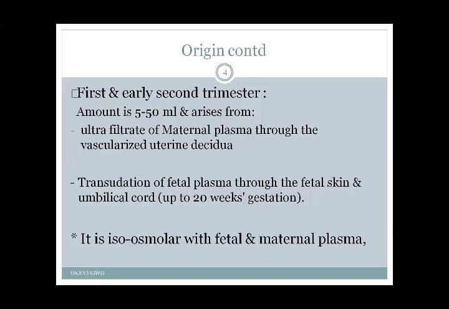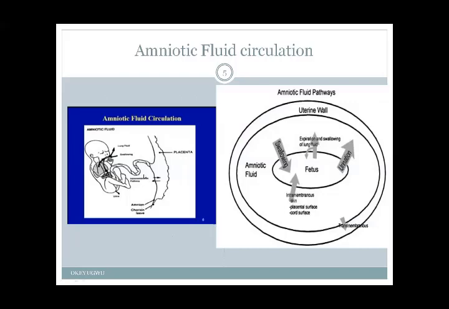This is how the circulation happens. You see, these are the pathways. This is the uterine wall. You can see these are transmembranous movement, intramembranous skin, placental surface, and the cord surface. From these surfaces, the fluid is being transmitted inside the fetal tissue. This is the flow. And from fetal urination, it is coming out into the amniotic sac.